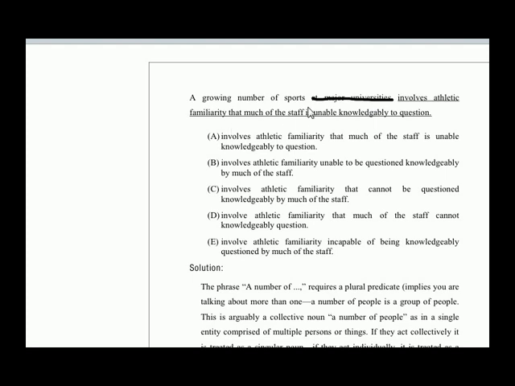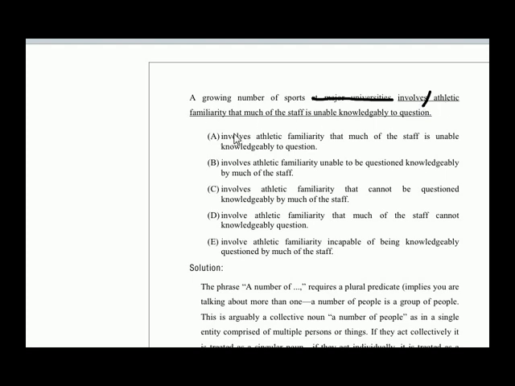So, a growing number of sports involves. Now, sports is a plural, and hence the underlined involves should be singular. So this is one thing that certainly must happen in the answer choice that we select. It should be: a growing number of sports involve athletic, and so on and so forth.